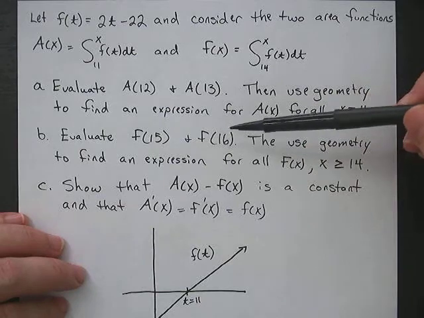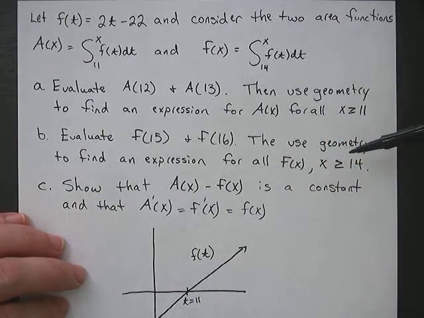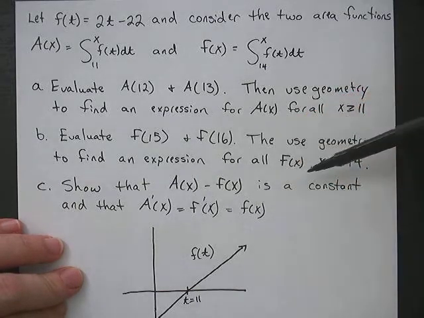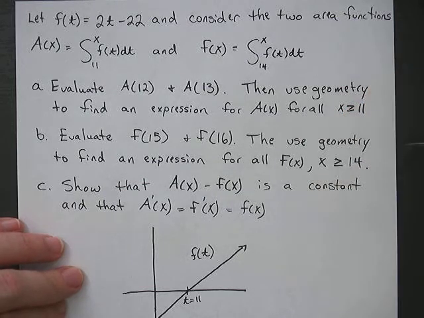Evaluate F of 15, F of 16, and use geometry to find an expression for all F of x with x greater than or equal to 14, and show that A of x minus F of x is a constant, and that A prime of x is equal to F prime of x is equal to f of x.